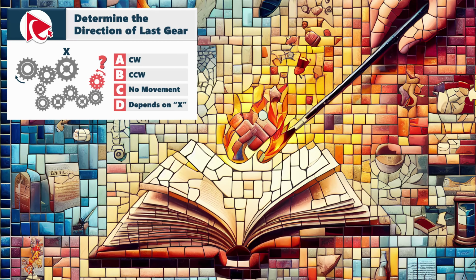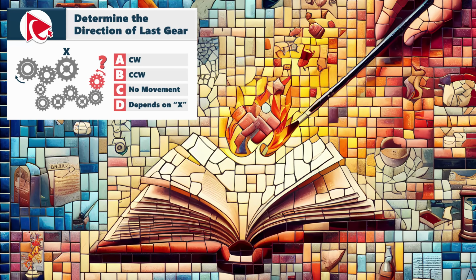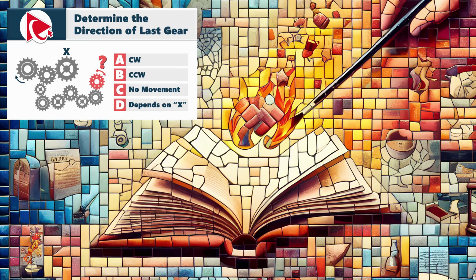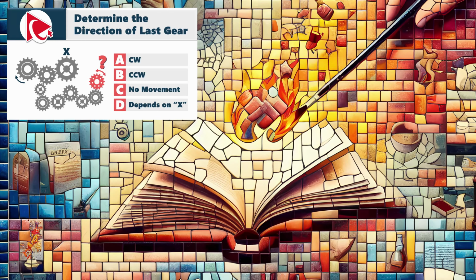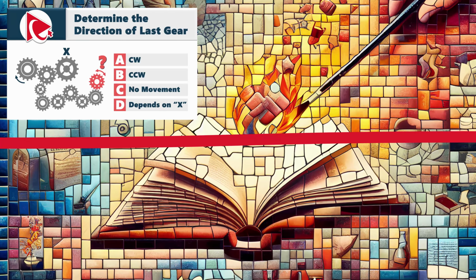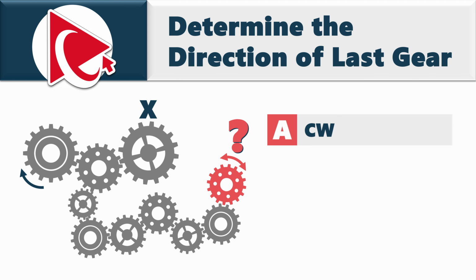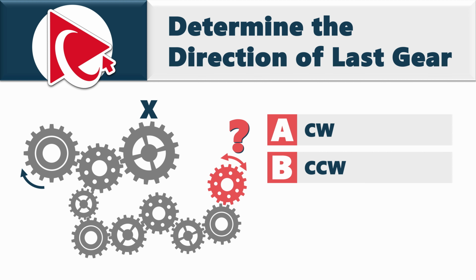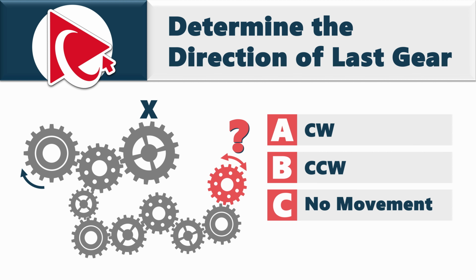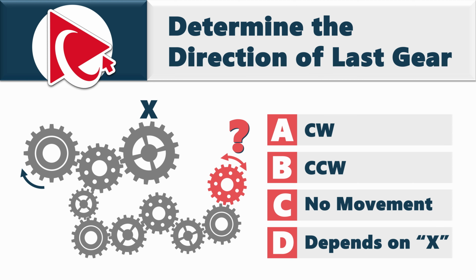I think that looking at each test question this way would be like baking a piece of mosaic of your knowledge, contributing to the bigger picture of your abilities. In this question, you're presented with a set of gears, and you need to determine the direction of the last gear. Your choices for answers are choice A, CW, choice B, CCW, choice C, no movement, and last but not least, choice D, depends on X.